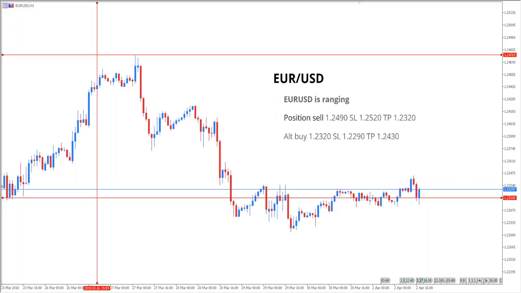Sometimes those moves are not very technical, especially when there is no one to defend those levels. And because of that, we saw some unnatural moves in the Forex market, like euro dollar and dollar yen moving in the same direction, but usually they're negative.